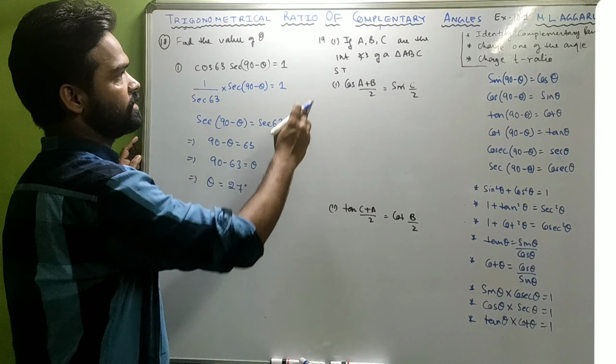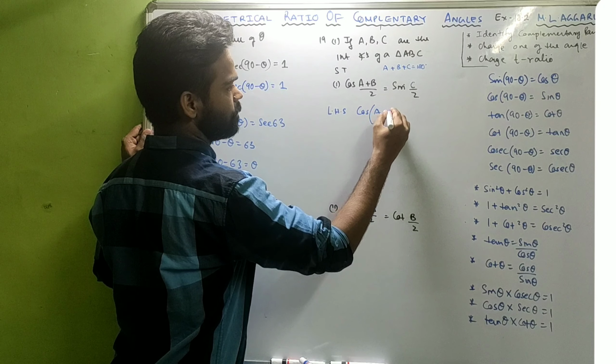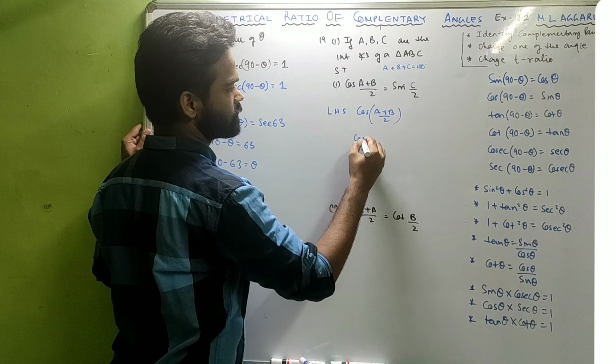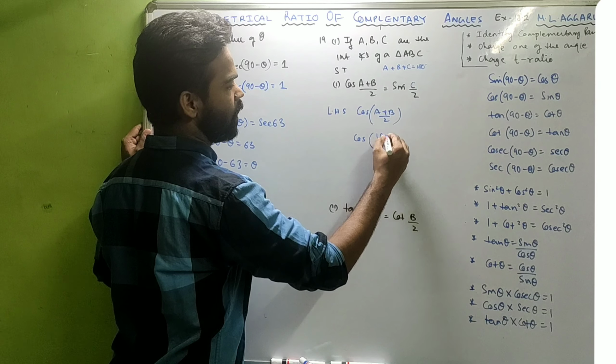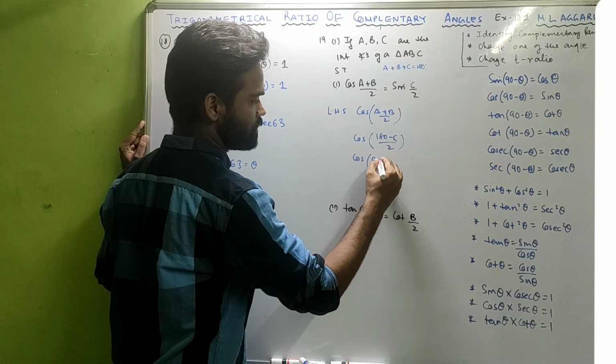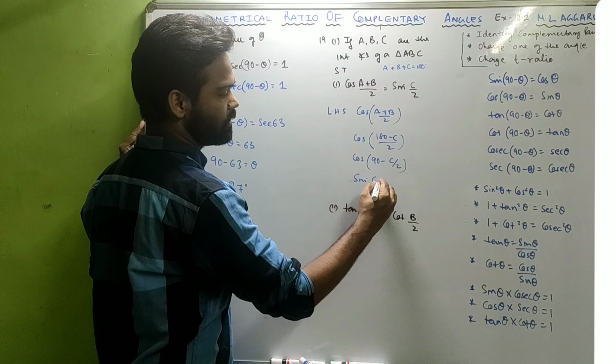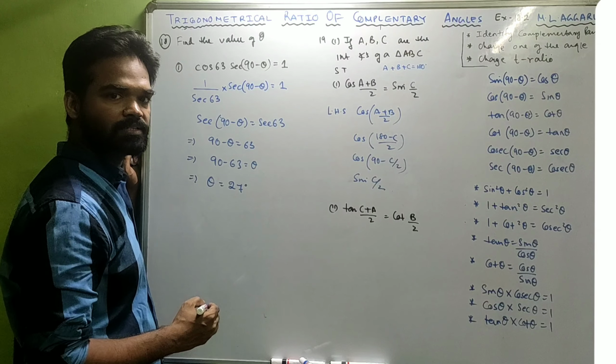If A, B, C are the interior angles of a triangle, which clearly means, first of all, angle A plus B plus C is 180. There is no doubt in that. Prove that cos((A plus B) by 2) is sin(C by 2). Very easy. Just look over here. Your LHS, cos((A plus B) by 2). Now A plus B, can I write (180 minus C) by 2? 180 by 2 is 90, so can I write this as cos(90 minus C by 2)? Now cos(90 minus theta) is what? Sin theta. Done. Proved. That is equal to RHS.